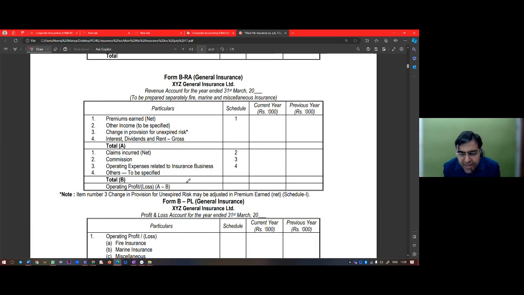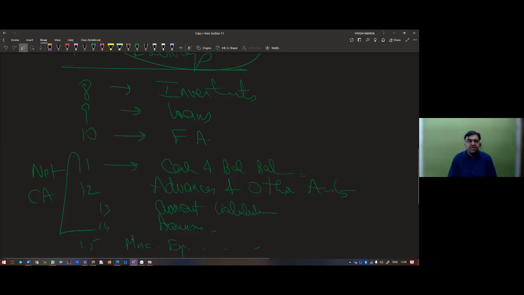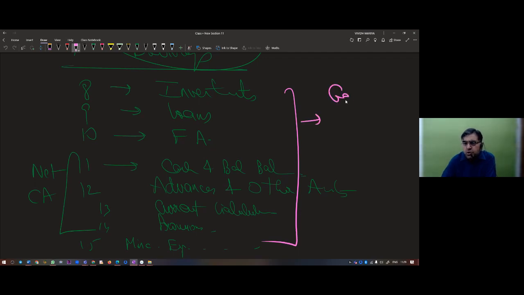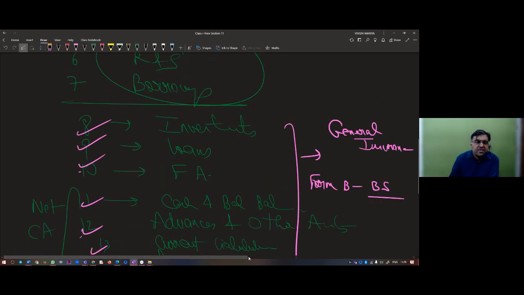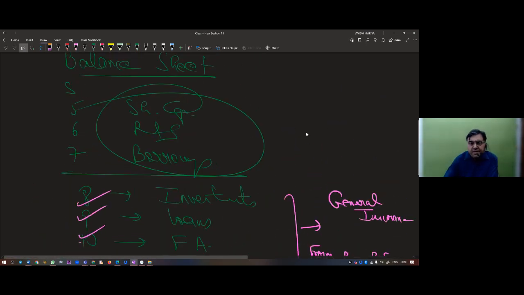Now we are talking about general insurance. The pro forma of the balance sheet is the same for general insurance. The balance sheet for general insurance we will call Form B, B as for balance sheet. The pro forma is the same: 8, 9, 10, 11, 12, 13, 14 and 5, 6, 7.